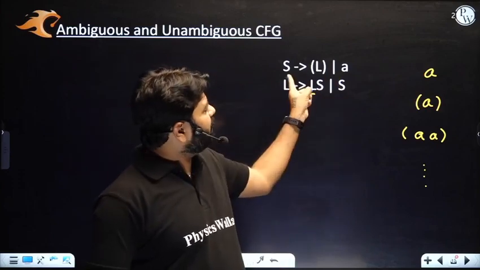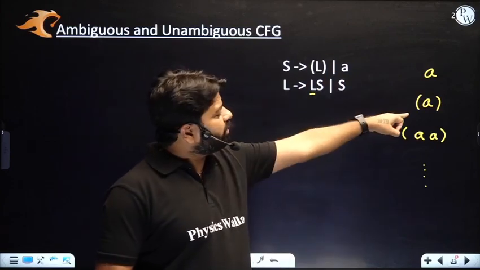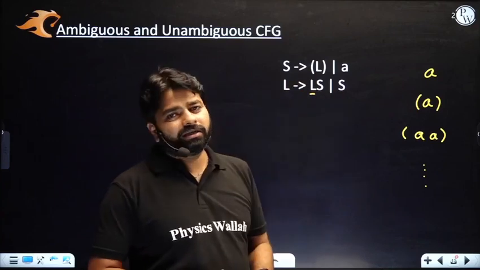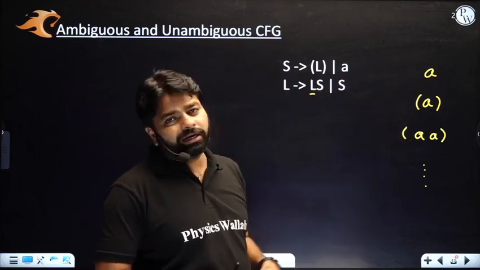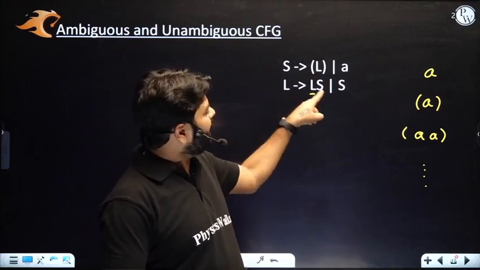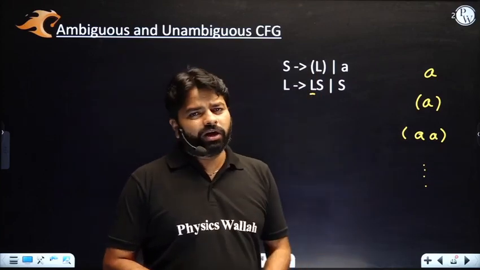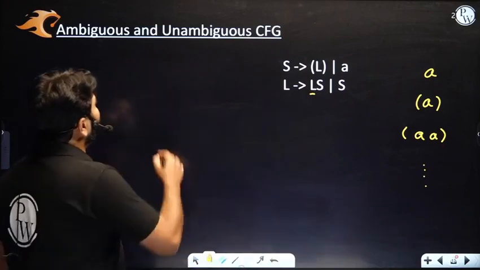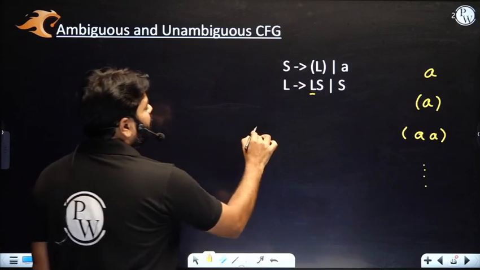Only one way, S2, this one. How many ways can you produce this one? There's only one way. You go here and for L you put S. That's it. How many ways can you generate this one? Only one way. You go here, substitute L with LS, and for that LS you have to put AA. So every time you are able to get only one way, so you can conclude this grammar is unambiguous.